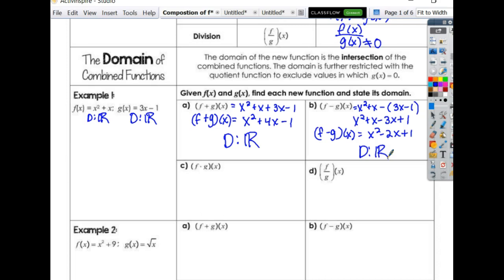So f times g. So I'm going to have (x squared plus x) times (3x minus 1). So when I multiply, I'm going to take x times 3x. And that's going to give you 3x squared, or cubed, sorry. And then x squared times minus 1 is going to give you minus x squared. So then I'm going to combine like terms.